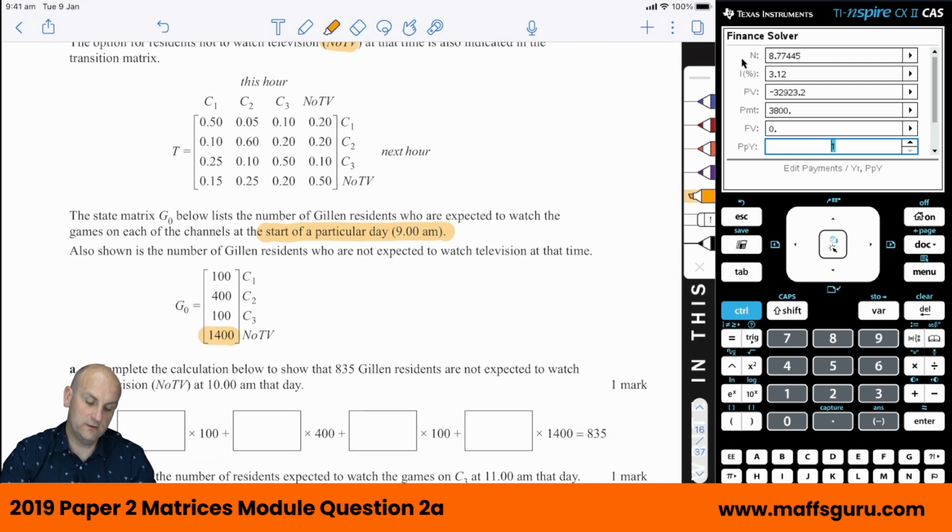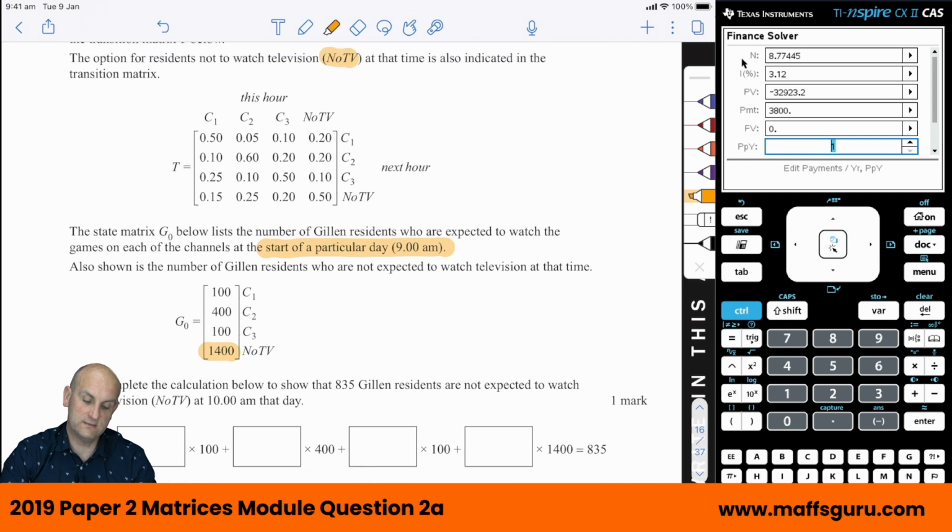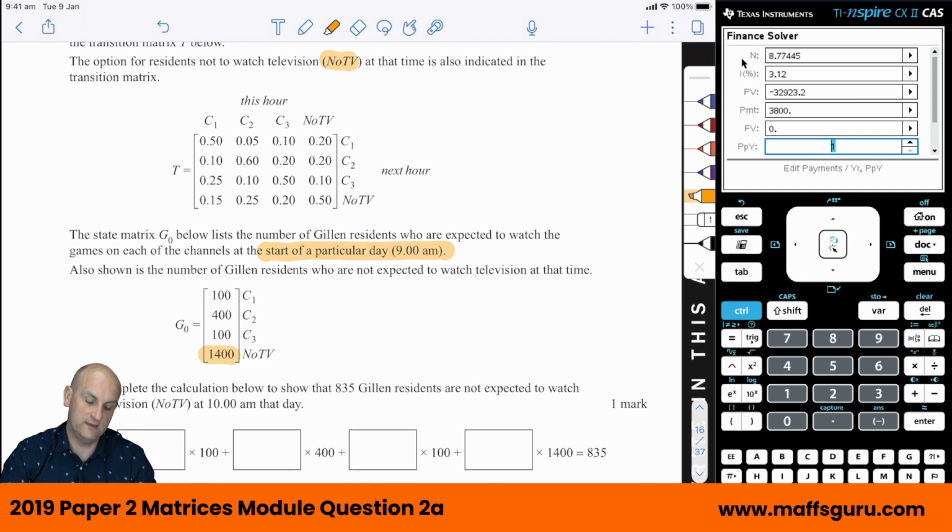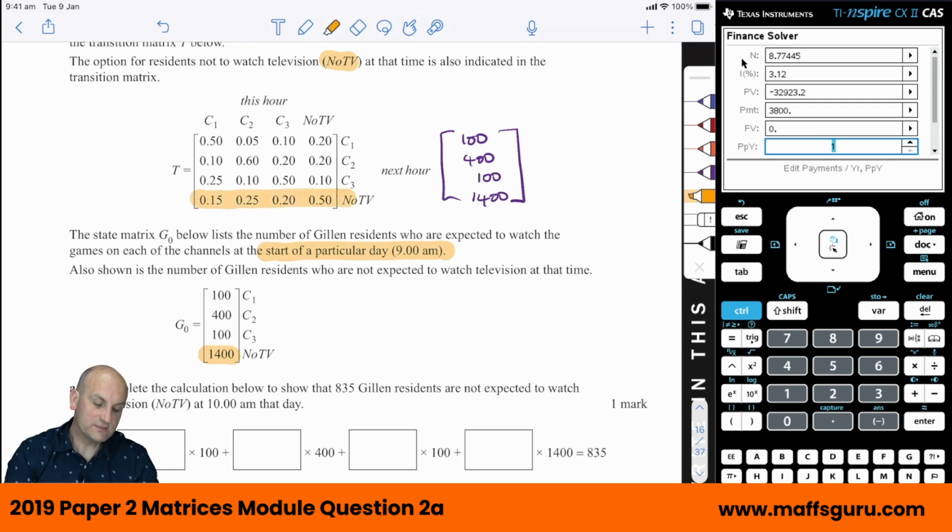Complete a calculation below to show that 835 Gillen residents are not expected to watch TV at 10 a.m. that day. So what we would end up doing is multiplying 100, 400, 100 and 1400 by this. So we'd be looking at this row here, which is my no TV row.